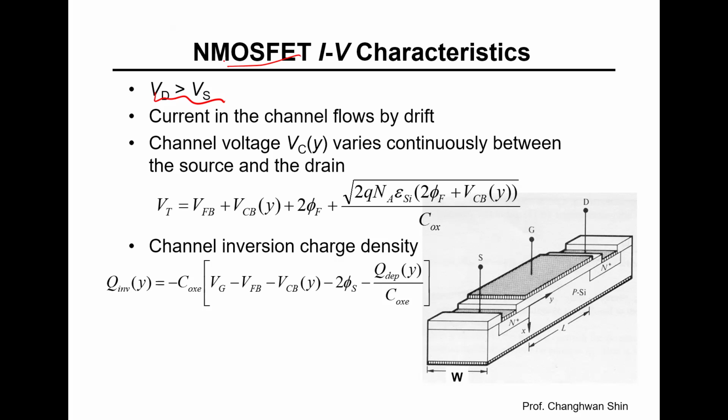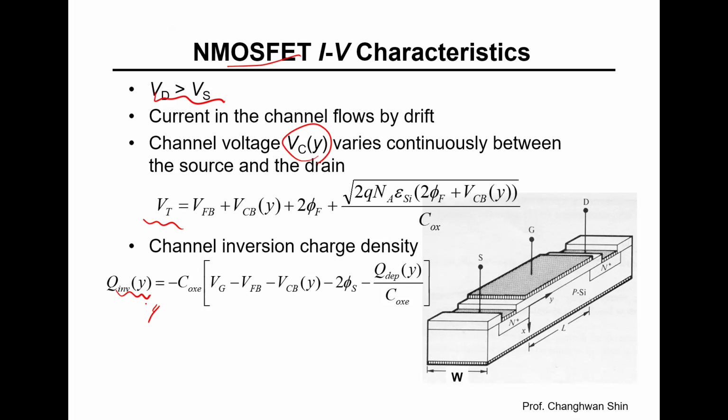The voltage within the channel, V of y, varies continuously between the source and drain potentials. So picture a sloped water slide. The height changes smoothly from top to bottom. So this varying potential affects the local electric field and charge density throughout the channel. The mathematical expression on the slide describes the inversion charge density as a function of y, at any point y along the channel.